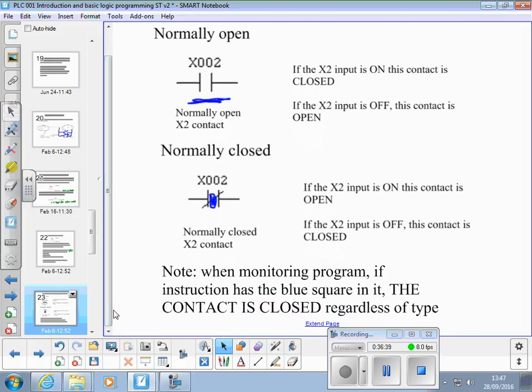Note when monitoring the program, if the instruction has a blue square in it, the contact is closed regardless of type. So when you're monitoring, if you see it like that, that means X2, that contact is closed, it means that input must be off. And that one would be, as it is now, open.